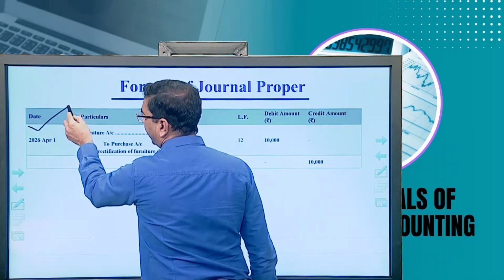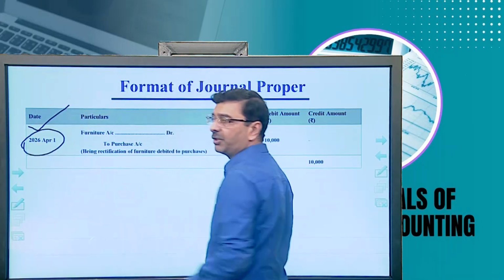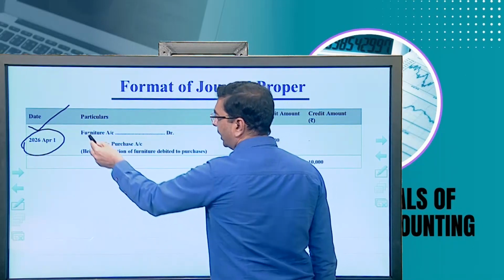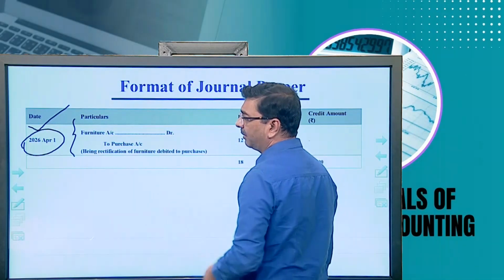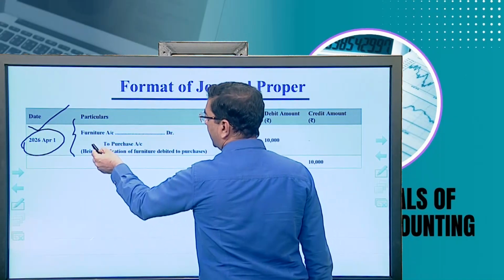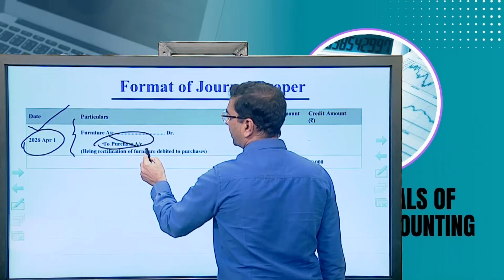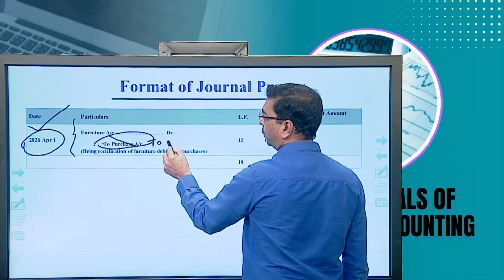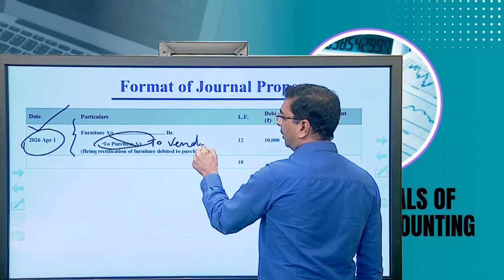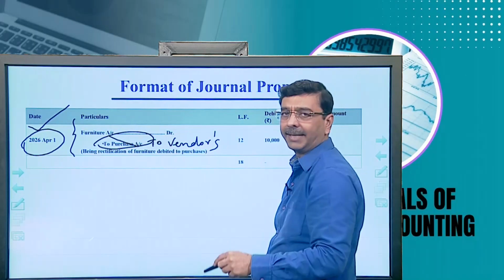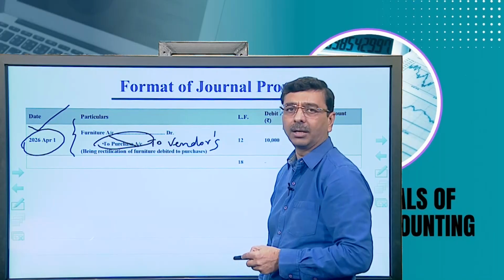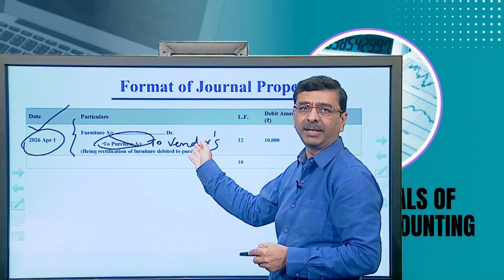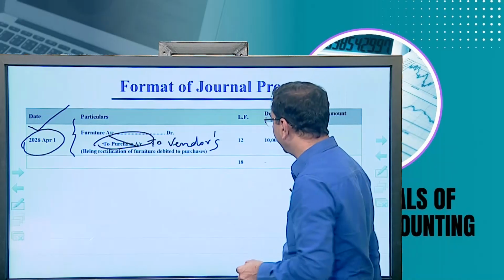First is written the date, on which date the transaction takes place. Then we'll have to write the particulars. If you are purchasing furniture on a credit basis, then instead of the purchase account, we'll have to write here the vendor account, whoever the vendor's name is. So furniture comes in furniture account debit, and it was purchased on a credit basis. The vendors are the giver, so the vendor's account will be credited.